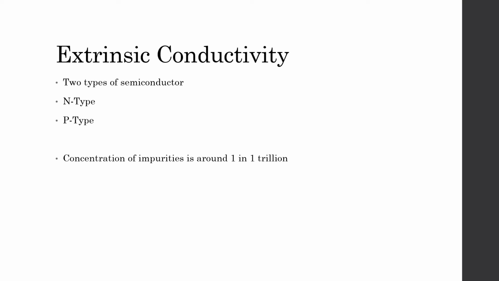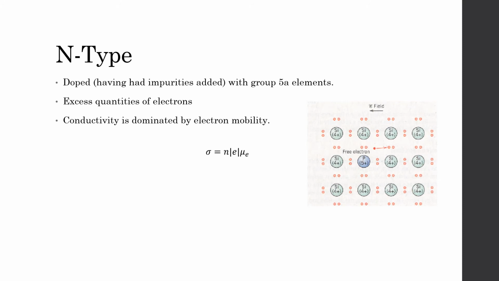for extrinsic semiconductivity. N-type semiconductors are those that have doped, or having had impurities added, if you've never seen the word doped before in use with semiconductors, with group 5A elements, which are compounds such as phosphorus, arsenic, etc. These are defined by excessive quantities of electrons, since group 5A elements have 5 valence electrons, thus having one free electron that is weakly held by the 5A atom.